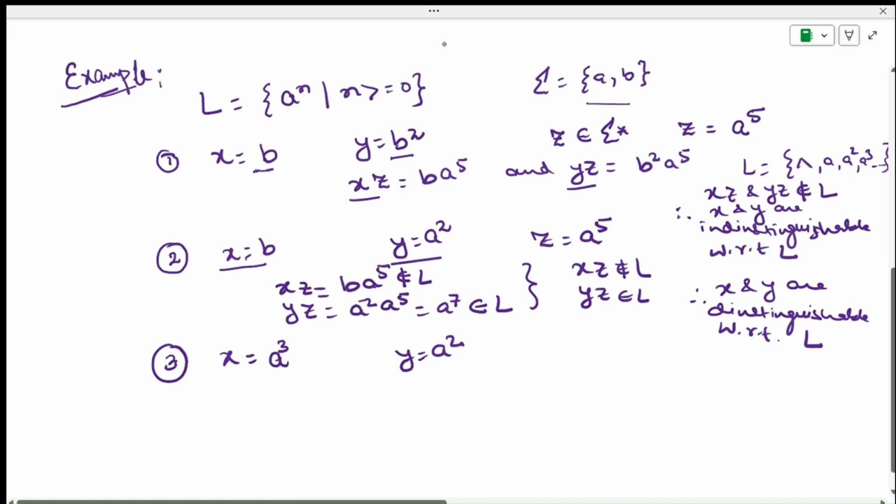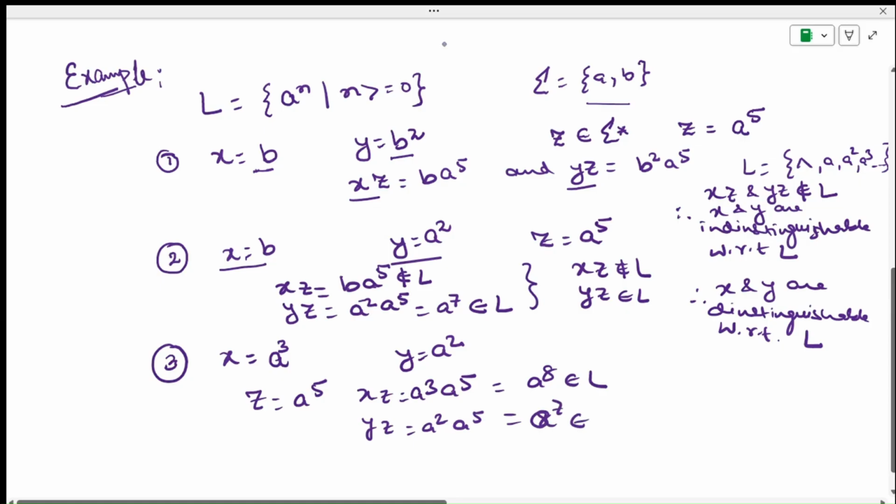Take one more example. Take z again, say a raised to the power 5. xz is this, and yz is a square followed by a raised to the power 5. So this is a raised to the power 8 that belongs to L, and this is a raised to the power 7 that also belongs to L. Both xz and yz belong to L. Therefore, x and y are indistinguishable with respect to L.